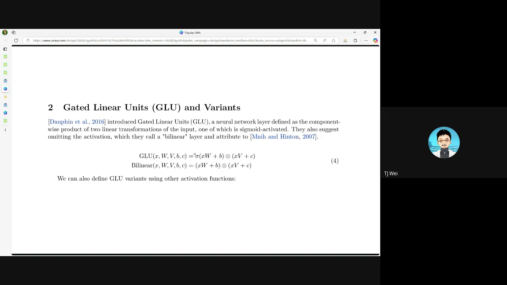The bilinear, because this is kind of quadratic, you have x and x here. So this also serves as a nonlinearity, but it doesn't actually have any nonlinearity function like sigmoid or other functions applied on it. So this one is called bilinearity. It can also work as a nonlinearity.